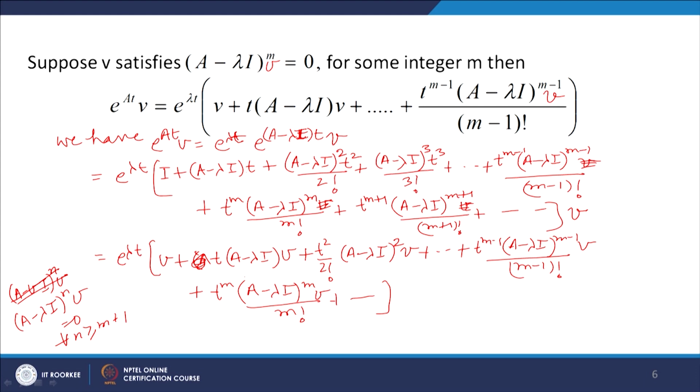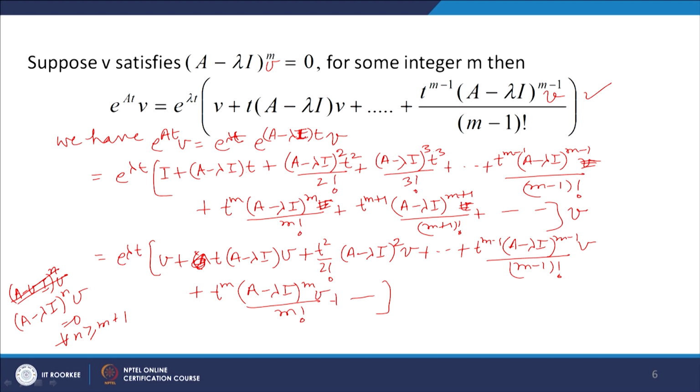So, this series will then reduce to this series. Okay. All terms starting with the power of t as m and more will vanish, and we will have e to the power A t into b equal to e to the power lambda t times b plus t times (A minus lambda I) into b and so on, up to t to the power m minus 1 (A minus lambda I) to the power m minus 1 b over m minus 1 factorial.